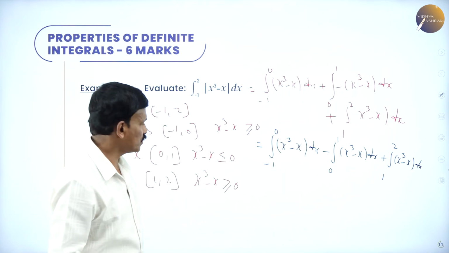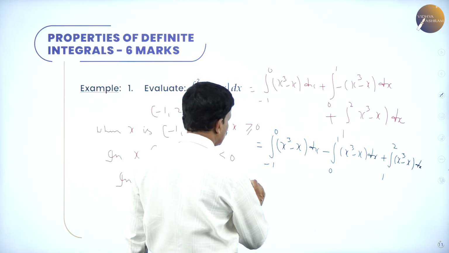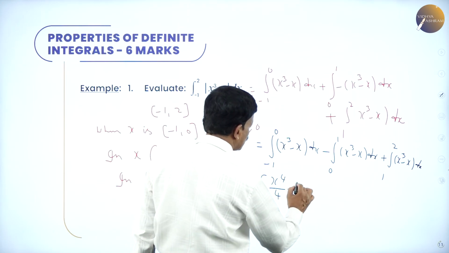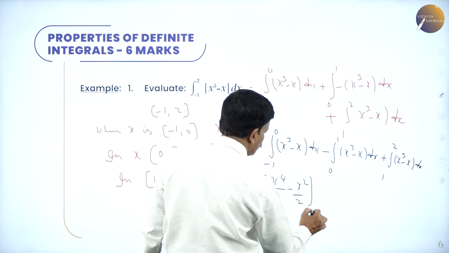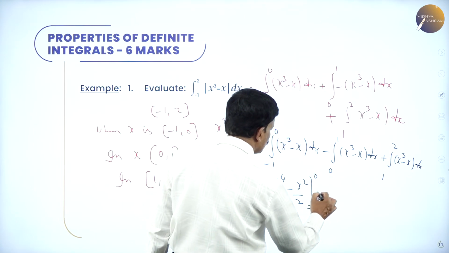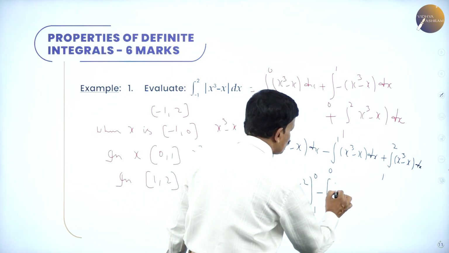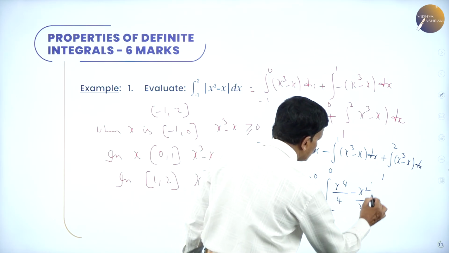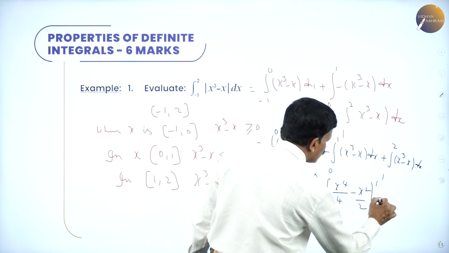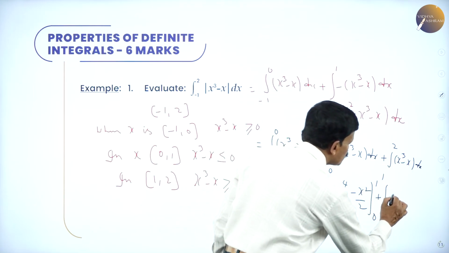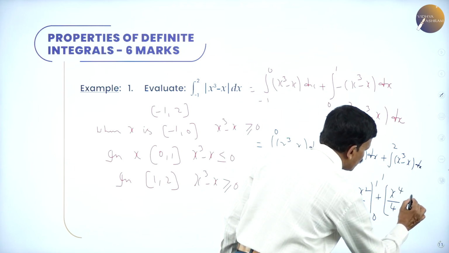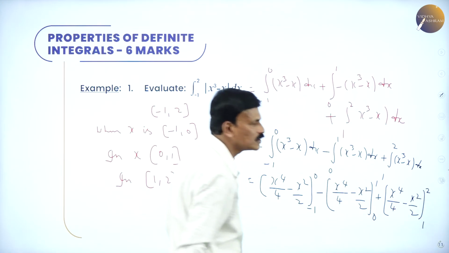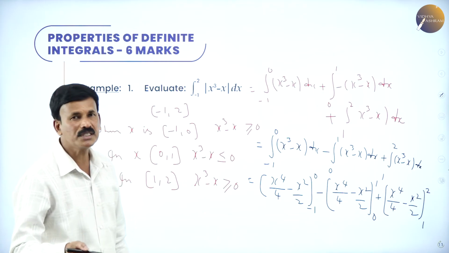Now let me integrate this. What is this equal to? The integral of x cube is x to the power of 4 by 4, minus the integral of x, which is x square by 2, with limits minus 1 to 0, minus x to the power of 4 by 4 minus x square by 2 between the limits 0 to 1, plus x to the power of 4 by 4 minus x square by 2 between the limits 1 to 2. Now let us apply the upper and lower limit and simplify it.